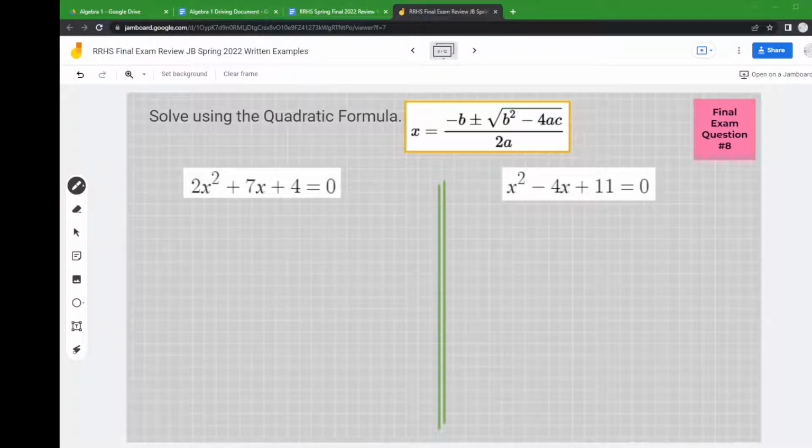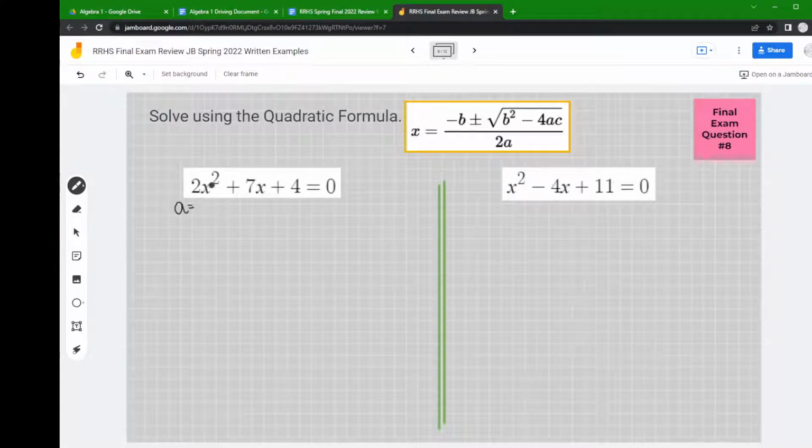In this problem, you're supposed to solve using the quadratic formula. So make sure, those of you using a half sheet, write the quadratic formula on your half sheet. Alright, so the first thing is we need to identify our a, b, and c.